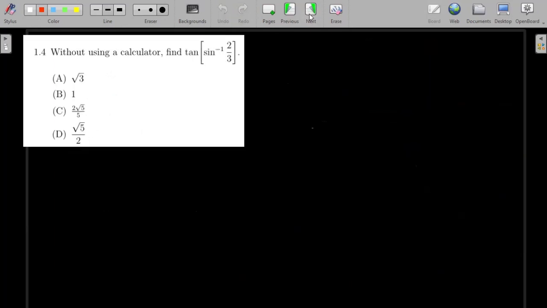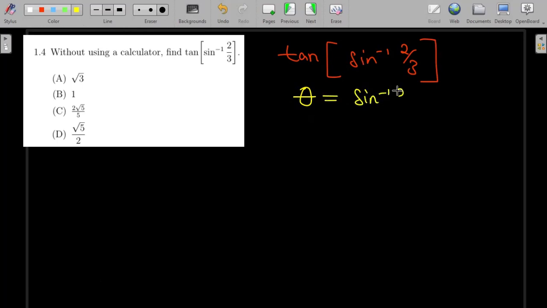Okay, let's look at a similar question. So this one, the same. So without a calculator, here they have tan, and then inside the brackets, they have sine inverse of 2 over 3. So we're going to use the same technique. We're going to say theta is equal to this, 2 over 3. So multiply both sides by sine. Here I get sine theta is equal to, if I multiply this by sine, it means the inverse cancels. So I just remain with 2 over 3.